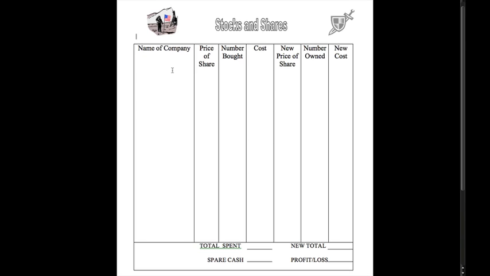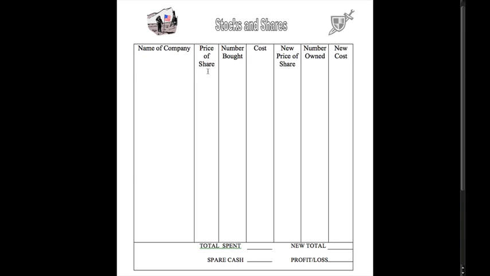If your first company is Lloyd's, you will know that Lloyd's is a bank. If you are buying shares in Tesco, you will know that that is a retailer. If you are buying shares in Vodafone, that's in telecommunications. So in brackets after the name of the company, write down the sector in which you bought it from.